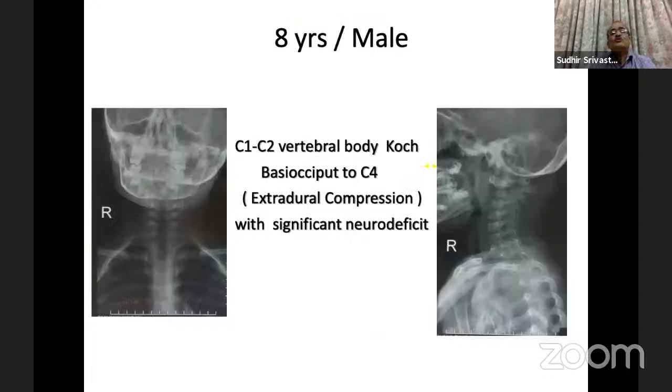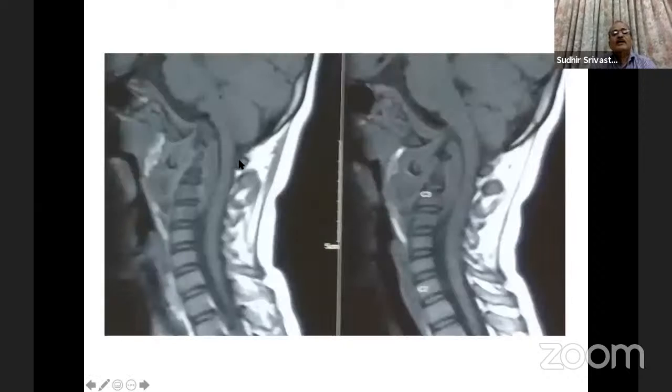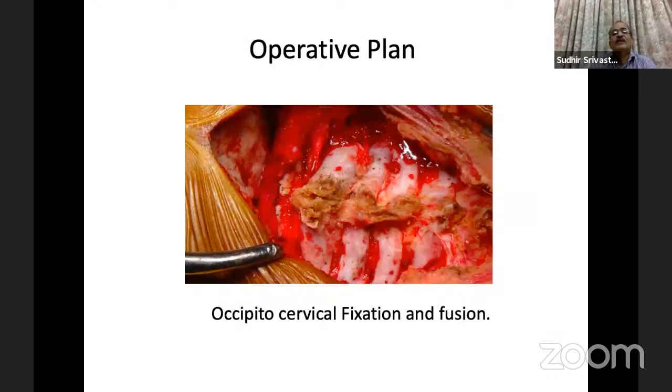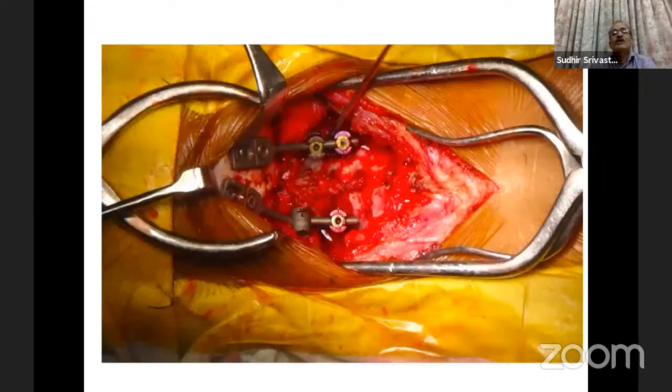I'm just going to show a case. This was an 8-year-old male who had C1, C2 destruction, extensive destruction. Here you can see there is a basilar invagination also in this case. And this patient has significant neurological deficit. So the operative plan was to have occipito-cervical fixation and fusion. And here, since one side is already gone, I have put the laminar screw. This was the fixation which we achieved.